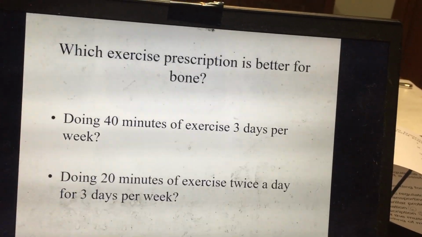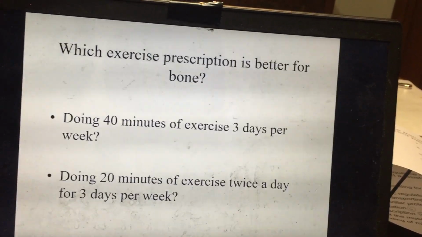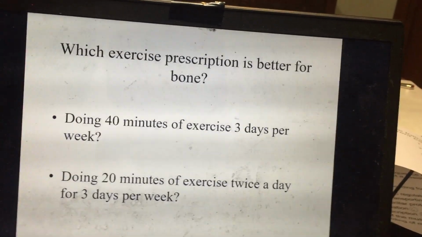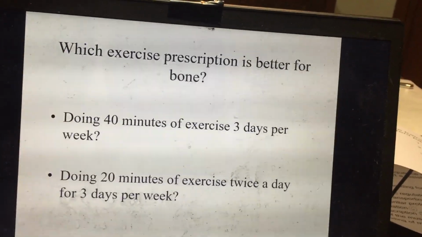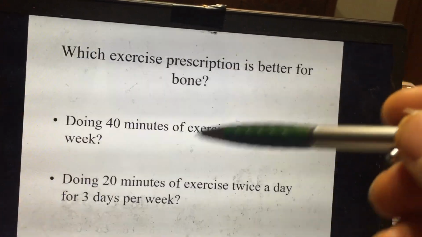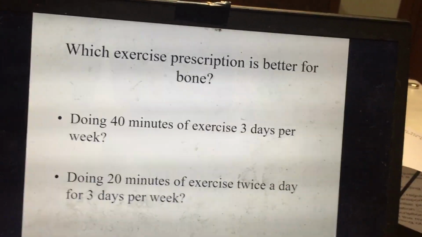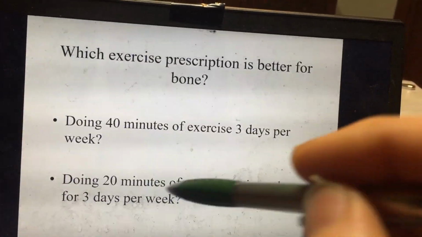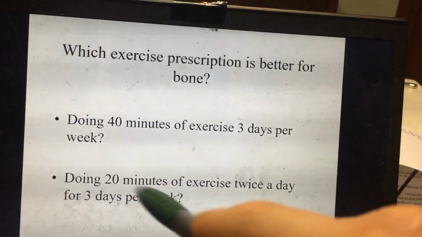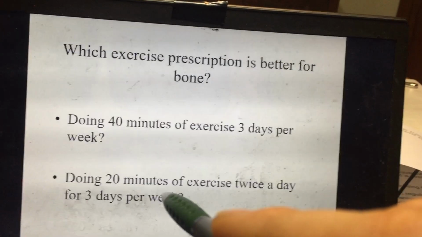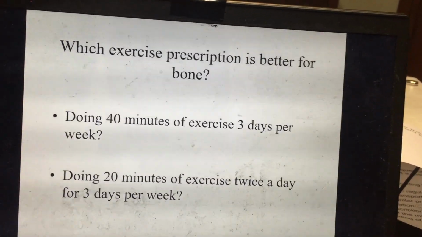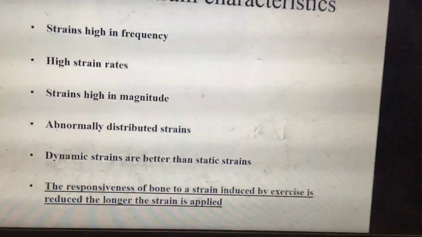Let's say doing 40 minutes of exercise 3 days per week, or doing 20 minutes of exercise twice a day for 3 days per week. So in both of these cases, you're getting the same volume of training, but you've split up the training sessions here. The answer to this one would be the second one again, splitting up your sessions twice a day instead of doing everything all at once. And that applies to this principle.